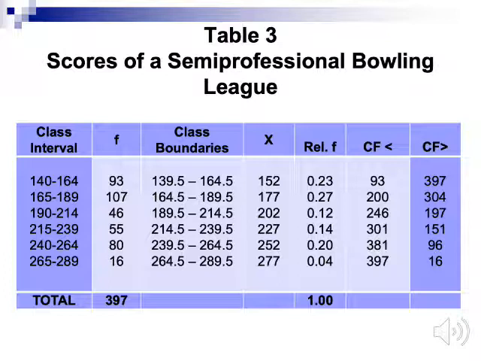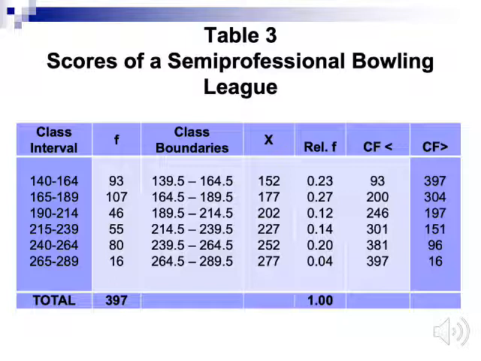Then the relative frequency is computed based on the frequency of that interval, so you have 93 over 397, relative frequency is 0.23. And you continue doing that. So the total of relative frequency is 1.0, or 100%. If you do not want to express them in decimal because you want to see it in terms of percent as whole numbers, you will convert 0.23 into a whole number. So that's 23%, here that's 27, 12, 14, 20, and 4%. And you will notice you will get a sum of 100%.